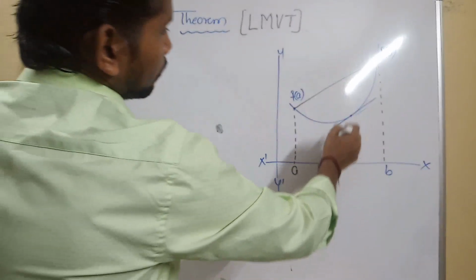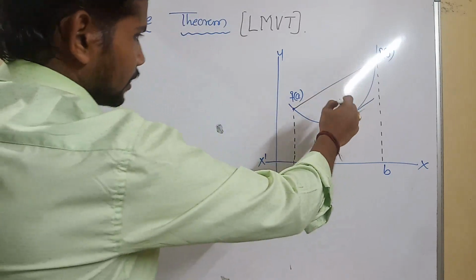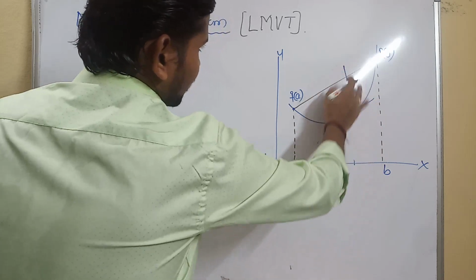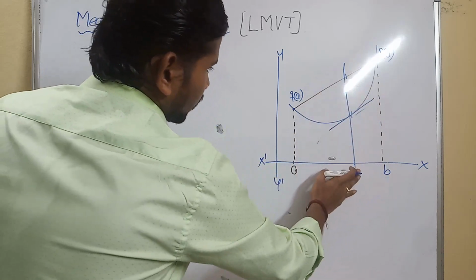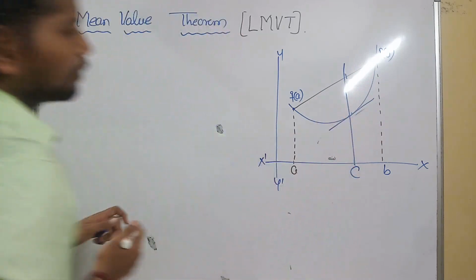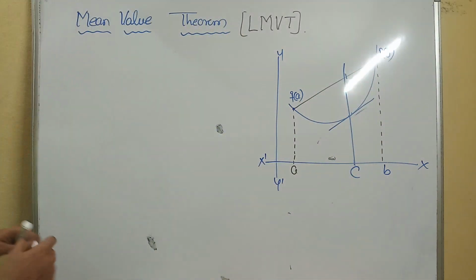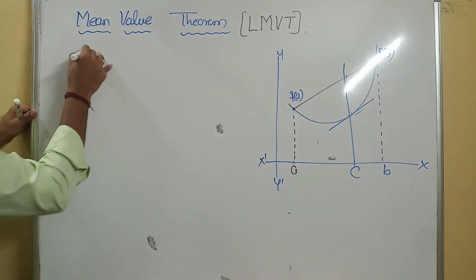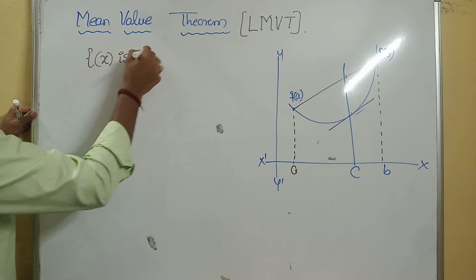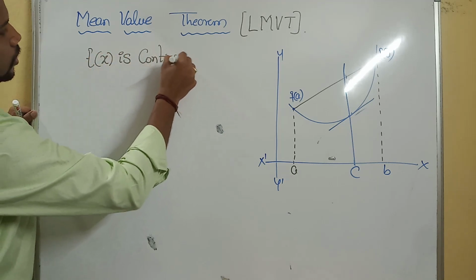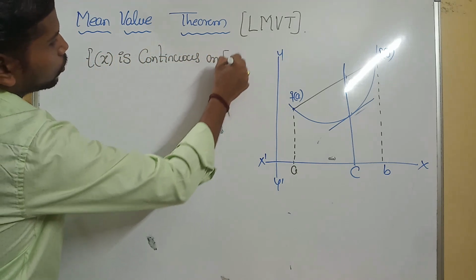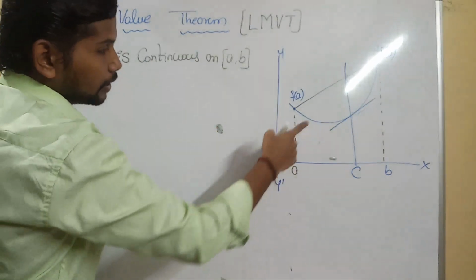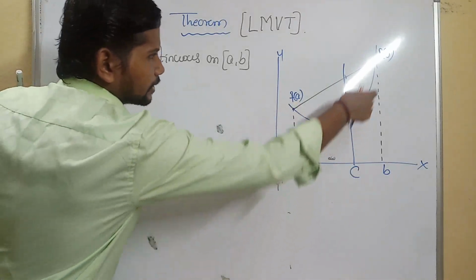Got the point clearly? Whenever I take the particular point here, I need to take a vertical line. The vertical line will be like this. This is the point c. Now concentrate on the board. Here also the statements will be the same. F of x is continuous on closed interval AB. You can observe the graph clearly. In between a and b, the graph is continuous.